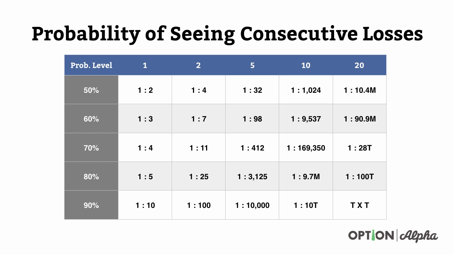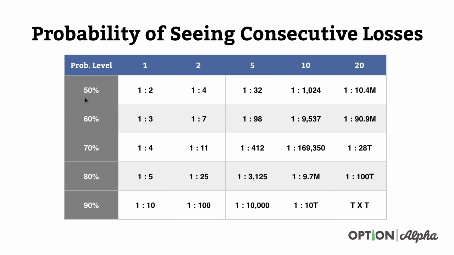All right, so this is another thing that I want to go over. This is something that we calculated out and I think is insanely helpful. And I want you to spend some time on this chart, even print it out and put it by your computer if you need to. But this is the probability, or odds, however you want to think about it, of seeing consecutive losers based on different probability levels.